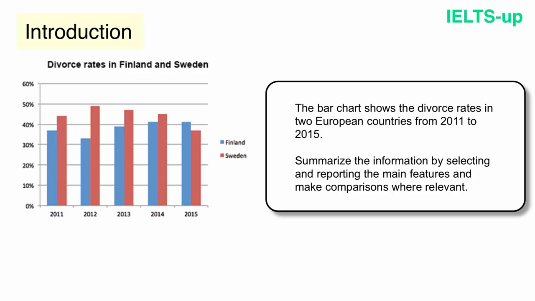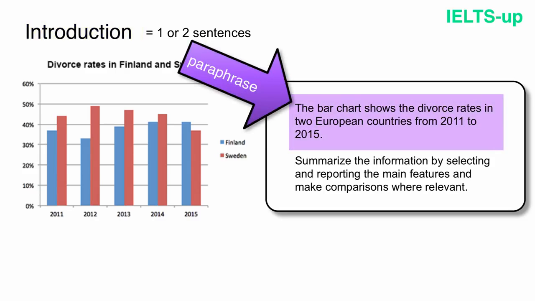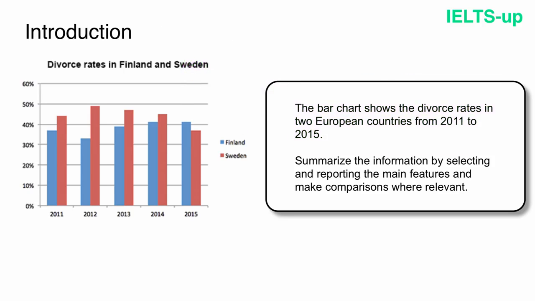And our first paragraph is an introduction. The introduction is 1 or 2 sentences where you simply paraphrase the information from your question. You should mention 2 things in your introduction: what your graph shows and for what period of time. So, instead of writing, the bar chart shows the divorce rates in 2 European countries from 2011 to 2015, we should write a paraphrased version of this information by using synonyms. And here is how I wrote it.